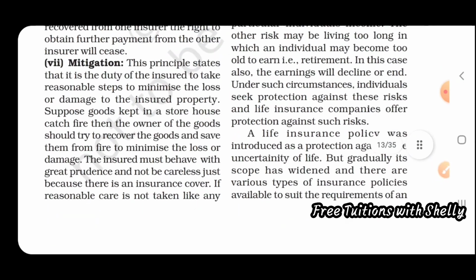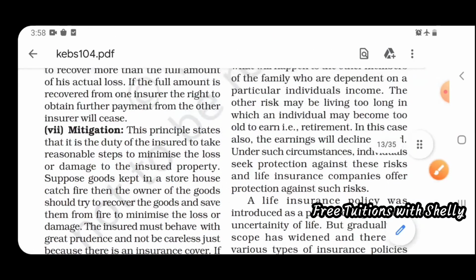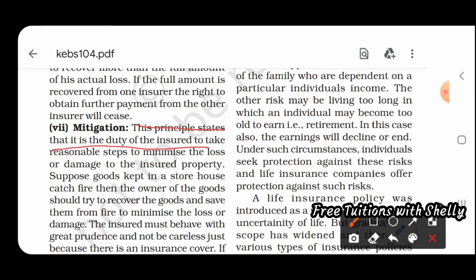Next is mitigation. This principle states that it is the duty of the insured to take reasonable steps to minimize the loss or damage to the insured property. That is, the insured who has taken the policy should always take steps to minimize the loss. He should not take steps to increase the loss. Always take steps to decrease the loss. So he should be very careful in storing goods, so they should not easily catch fire or get damaged. He should always be careful in handling his properties.